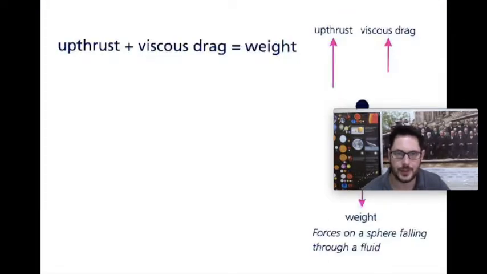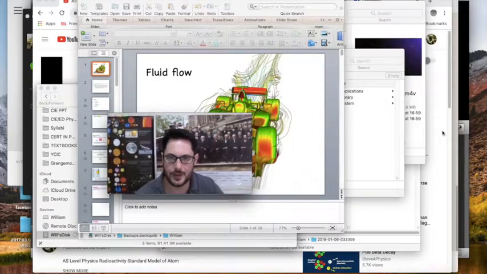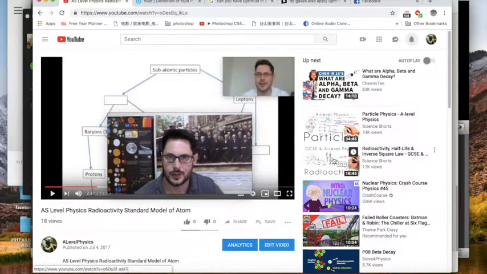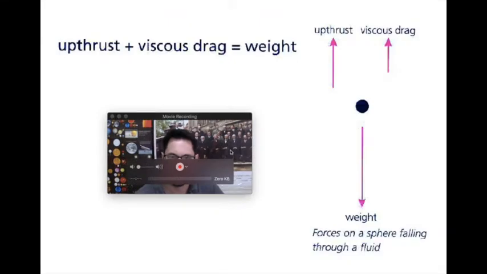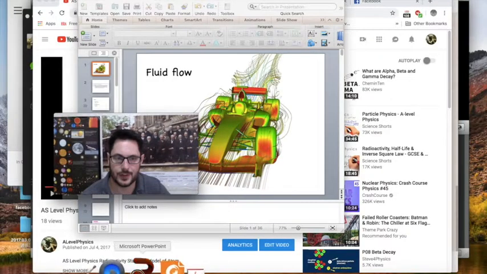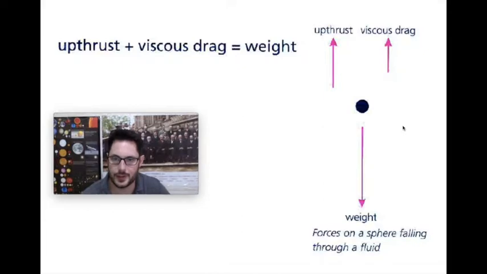Now we're going to talk about terminal velocity. When an object is at terminal velocity, we're going to end up with something like this. These are the forces on a sphere falling through a liquid at terminal velocity. When these balance, up thrust plus viscous drag equals weight. So when the forces are balanced, it must be at terminal velocity.